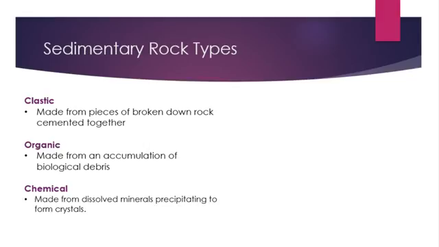So to sum it all up, sedimentary rock types. Clastic is made out of broken down rocks, broken down pieces of rock cemented together. Organic is made from accumulated biological debris or dead stuff. Chemical sedimentary is made from dissolved minerals, from either rocks or from shells and skeletons, and it's precipitated out again to form very small crystals and sediments. And that is sedimentary rocks in a nutshell.